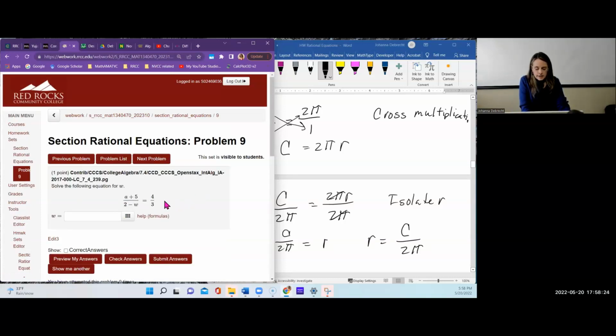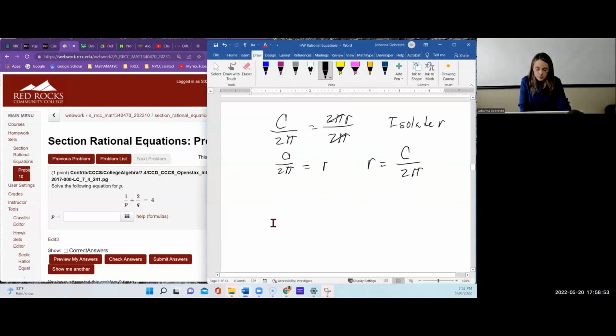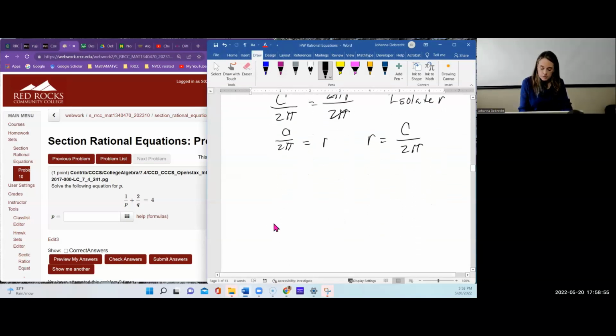This one is asking us to solve it for W. Again, we have a single fraction on the left and a single fraction on the right, so we can use cross multiplication. Then you want to isolate the W, treating the A like any other term. I'll leave it to you to solve this one at home. Look at this final one. We'll take a look at this one. This is 1 over P plus 2 over Q equal 4.